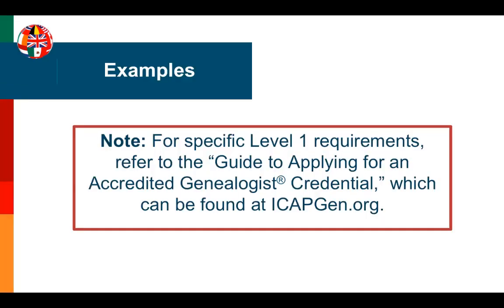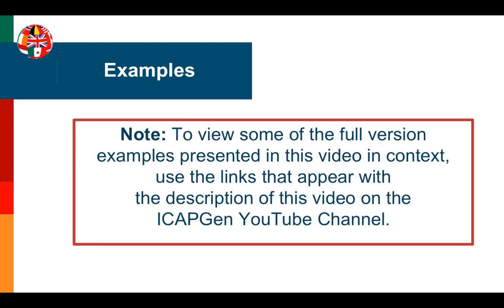The specific Level 1 requirements that are covered in this presentation can be found in the Guide to Applying for an Accredited Genealogist Credential, which can be found at ICAPGen.org. To view some of the full version examples that are presented in this video in context, use the links that appear with the description of the video on the ICAPGen YouTube channel.